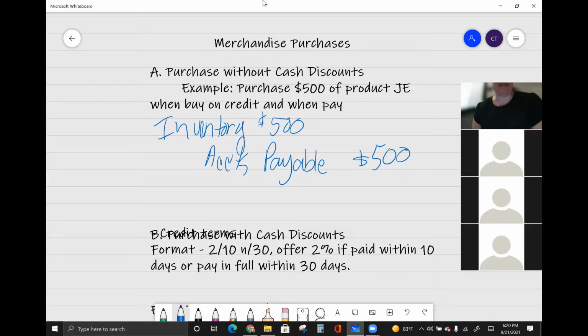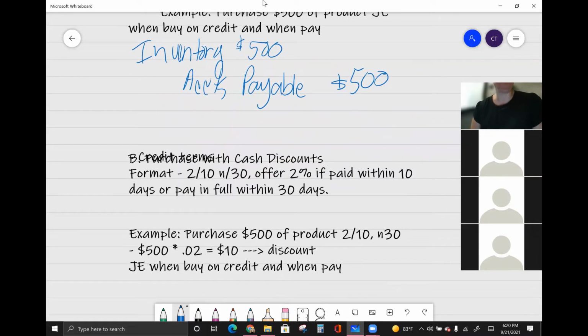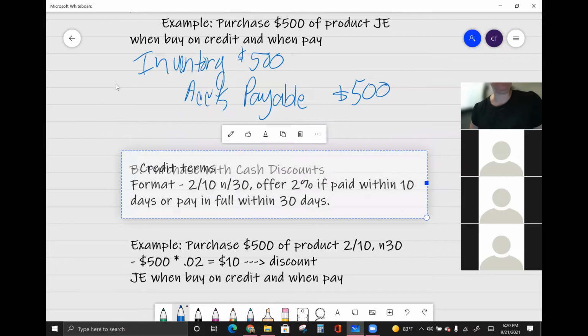Hopefully that helps make sense. Okay, I messed up something here. Let me see.